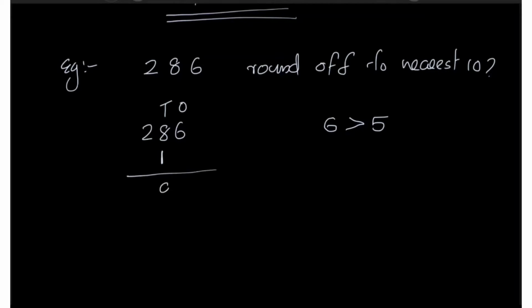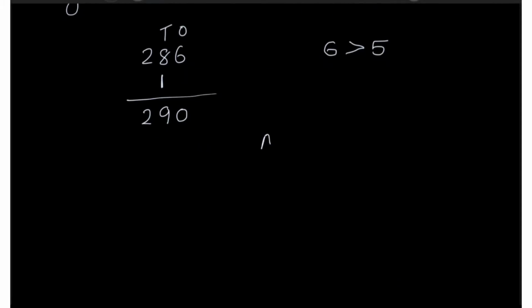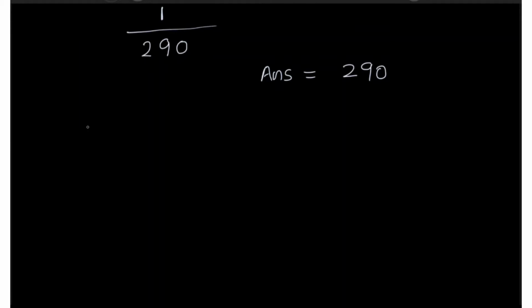Simply add 1, that is, 8 plus 1 equals 9. The left side is rewritten like this and all the right side places are changed to 0. So our answer is 290.